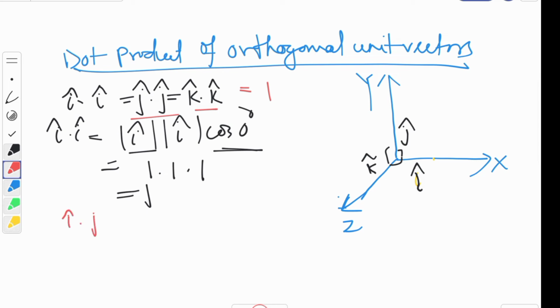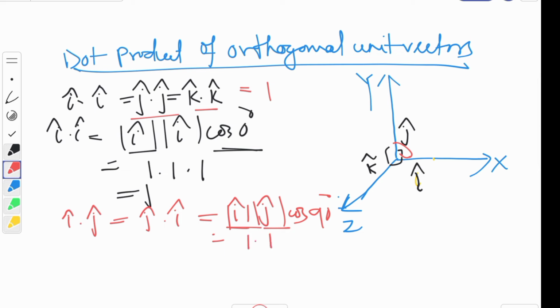Now what is the dot product with other unit vectors like I dot j, or you can say j dot I? What is the value? We'll write I cap, then j cap, then cos. What is the angle between I and j? You know it is 90 degree to each other, orthogonal. So 90 degree. And these are unit vectors. So 1, 1 and cos 90 is 0. That means 0. Is it clear, children?